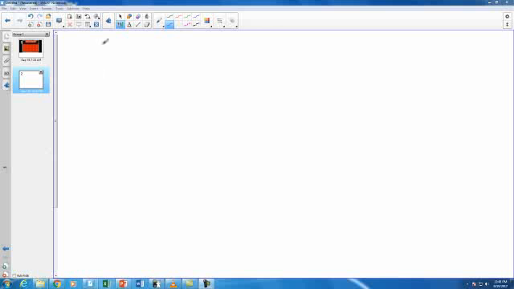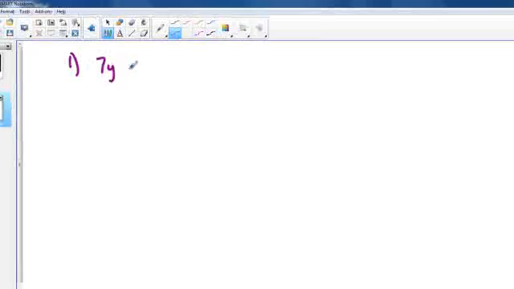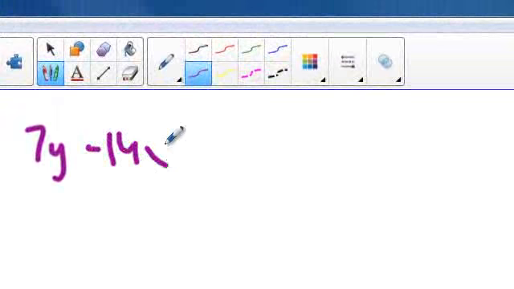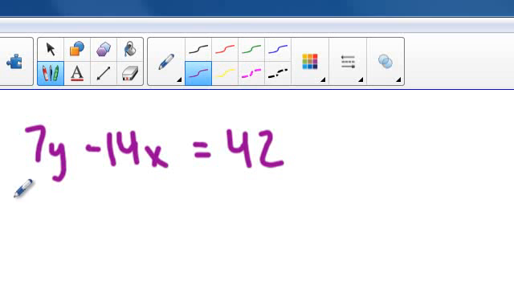Okay, today we're going to go through the test review for the chapter 1 to 3 test. And we're going to start with question number 1. It says 7y minus 14x equals 42. And our job in this problem is to solve for y.